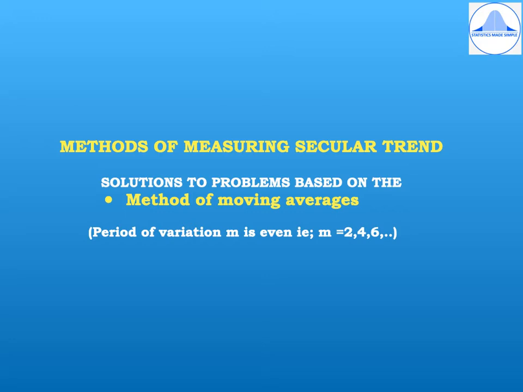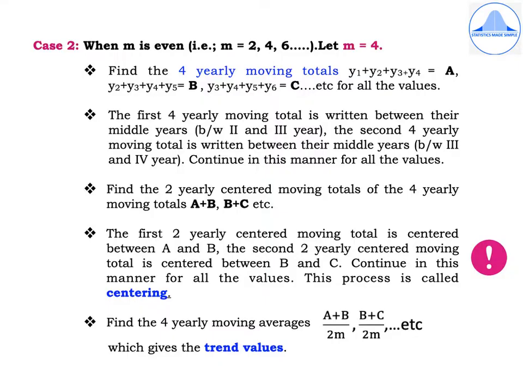In this video, I'll continue with the method of moving averages where the period of variation m is even, that is, m takes the values like 2, 4, 6, etc. Case 2, when m is even, that is, m is equal to 2, 4, 6, or any other even number. Let's take a particular case, that is m is equal to 4.